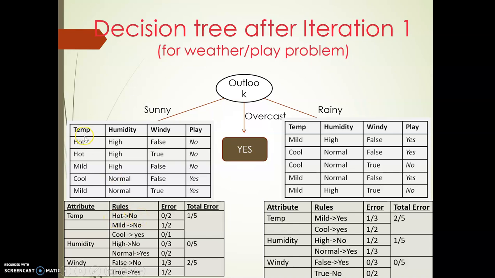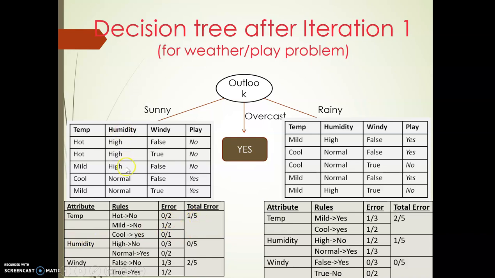Out of the hot there are two entries, the decision is no, so hot with no, zero errors here. For mild, how many mild values are there? Two, one with no and one with yes. So consider the first one as mild with no, with one error possibility out of the two entries. And for the cool, yes, and zero error here. So the total is 0 plus 1 plus 0 is 1, divided by 2 plus 2 plus 2 is 6, plus 1... 1 by 5.